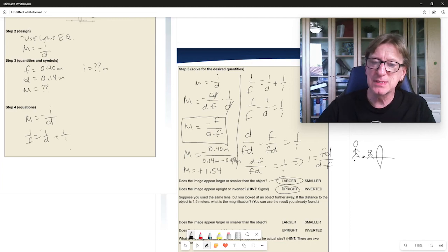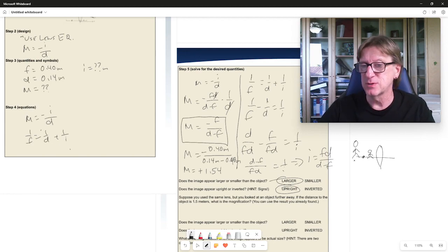Okay, now suppose we're using the same lens, but now we're going to look at an object farther away. What if the distance is 1.5 meters? What's the magnification? Here's an example where you've already worked out your expression. We can just plug straight back into that. So M is going to equal minus f over d minus f. My focal length is the same, so that's negative 0.40 meters divided by, now my object distance is 1.5 meters minus 0.40 meters.